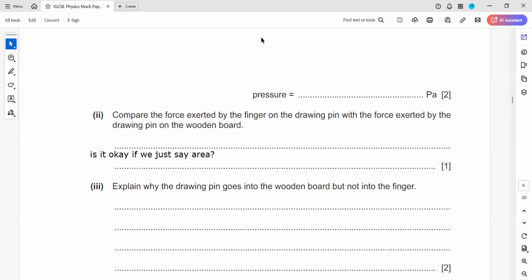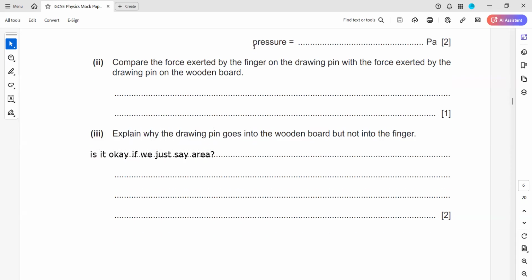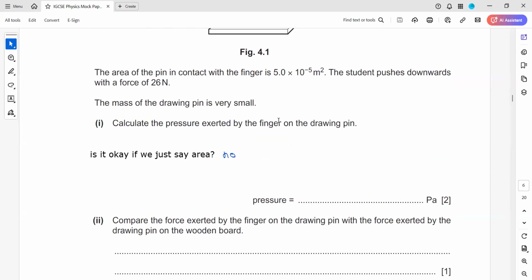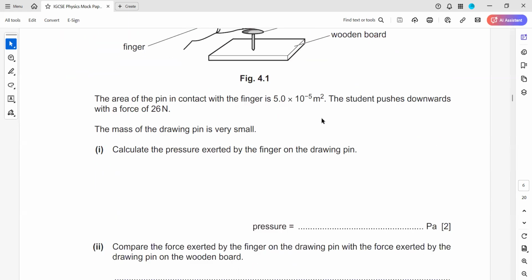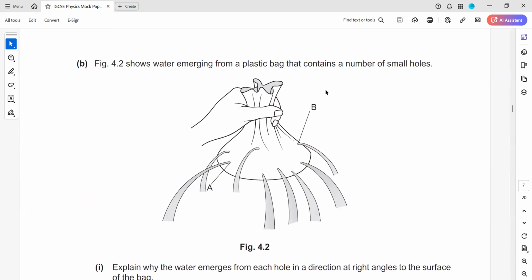Is it okay if we just say area? If you just say area, but you have to relate. Like in an exam, it's of 2 marks. So explain why the drawing pin goes into the wooden board. If you say the drawing pin has a small surface area, that is 1 mark. And what is the effect of the small surface area? The small surface area means the pressure will be high. That is another mark. So whenever you see a question, there are specific terms you have to use whenever you answer such a question.